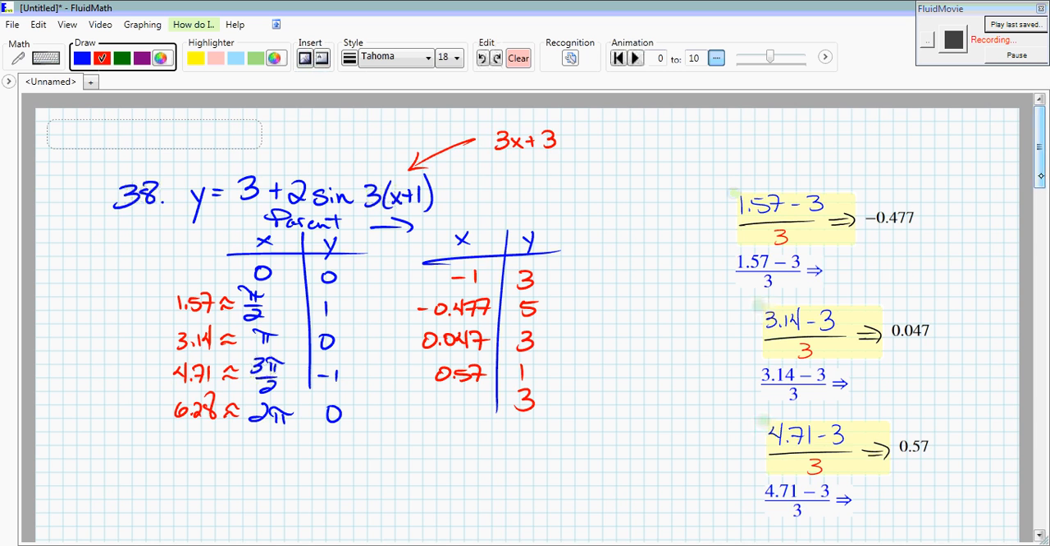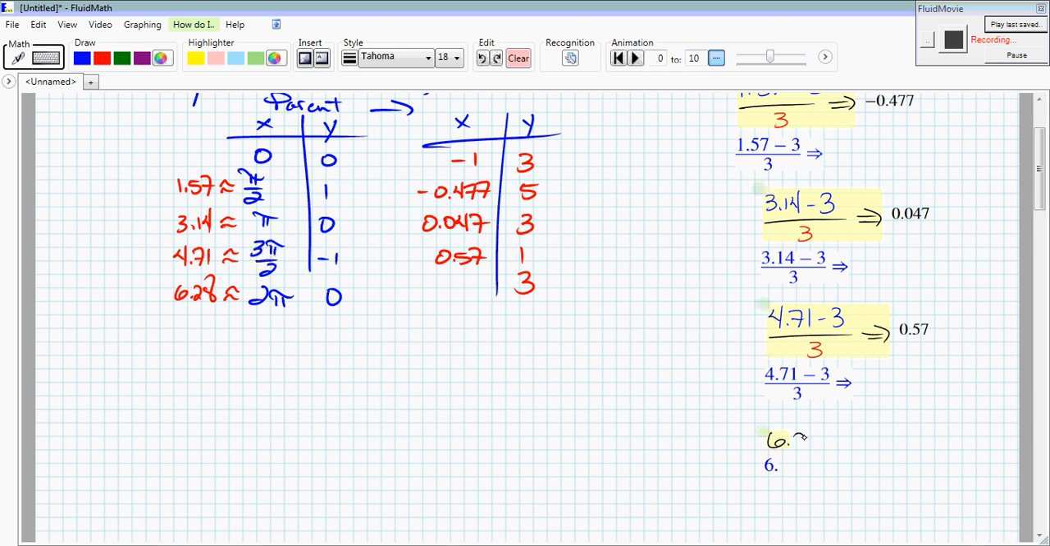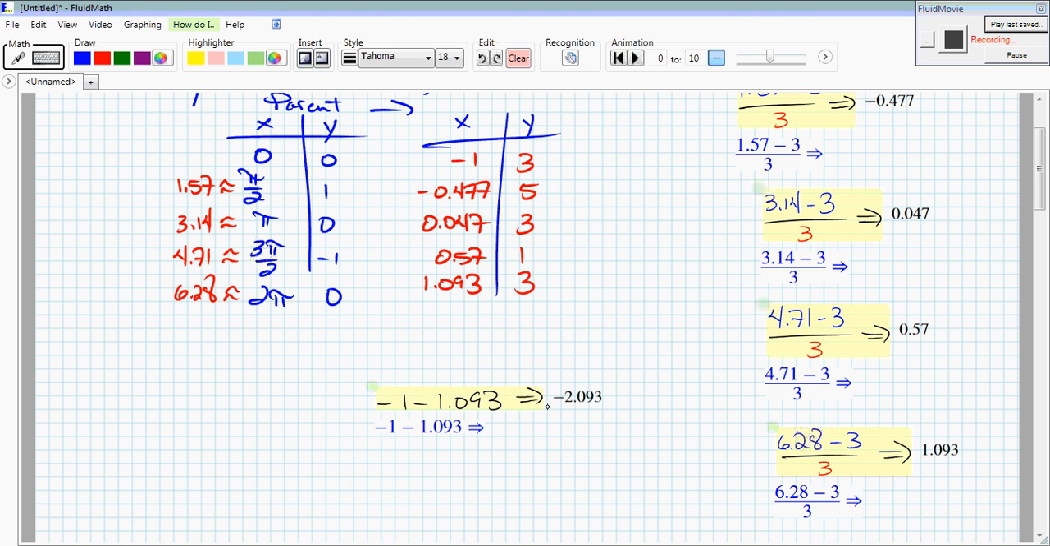And then last but not least, and this hopefully will make a little bit more sense when we get it on the graph, 6.28 minus 3 divided by 3. Approximately 1.093. Now let's take a look at the difference from our first value of x to our last. To find the distance, we take -1 minus 1.093. Distance is always positive. So what we have is approximately 2.093 units.